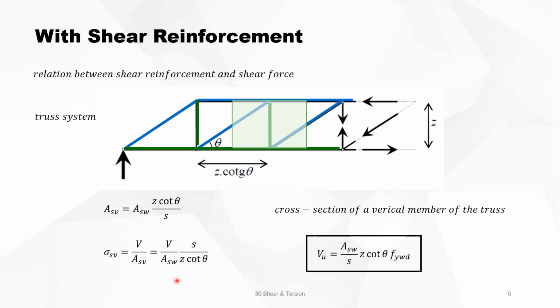It means that at the limit, when V, the shear force, equals the ultimate shear force, Vu, the stress in the stirrups is yielding, equal to FAWD. Then we have this formula, which gives you the relationship between the shear force, Vu, and the shear reinforcement, which is ASW divided by S, and theta is the angle of the compression strut.